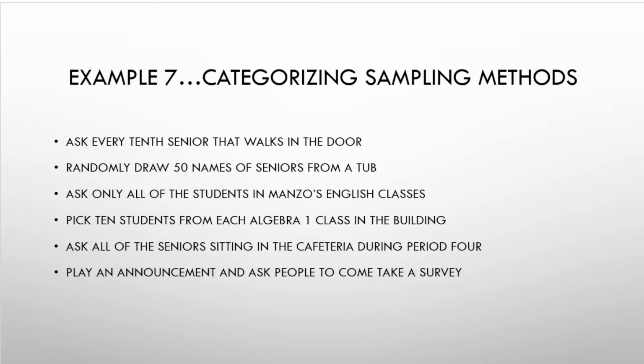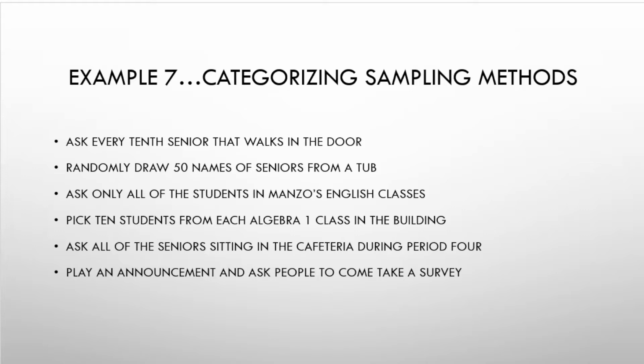Our next one, pick 10 students from each Algebra 1 class in the building. So here we see our grouping similarly done as by Algebra 1 classes. So here we're breaking up our students into all the different Algebra 1 courses, and we're only picking 10 from each one. So since it doesn't tell us we're picking all of those groups, we're taking some from each. This is going to be a stratified sample.